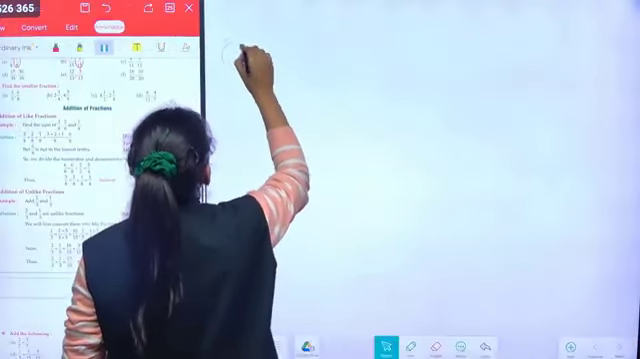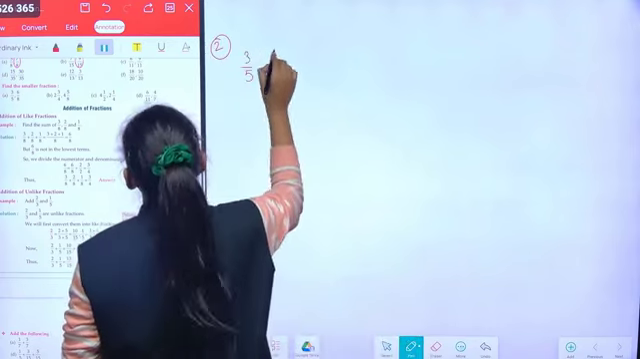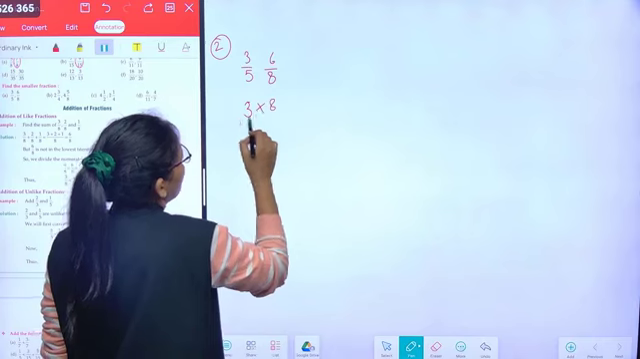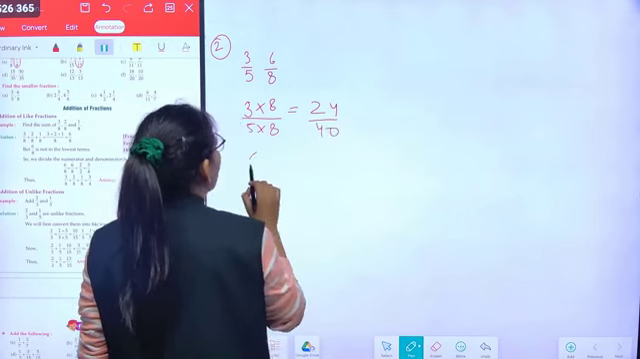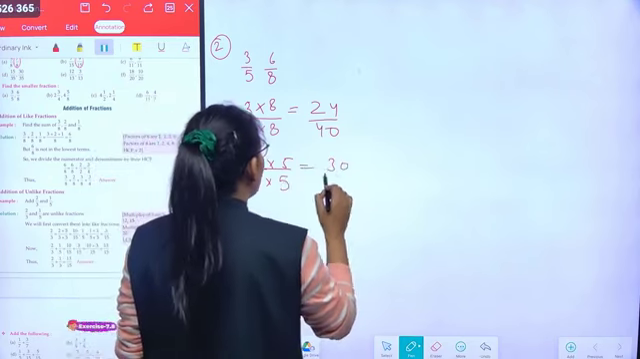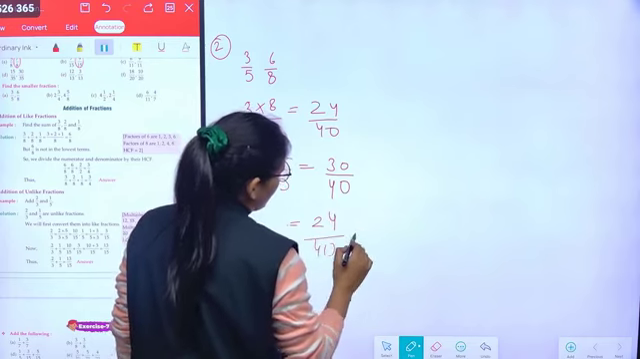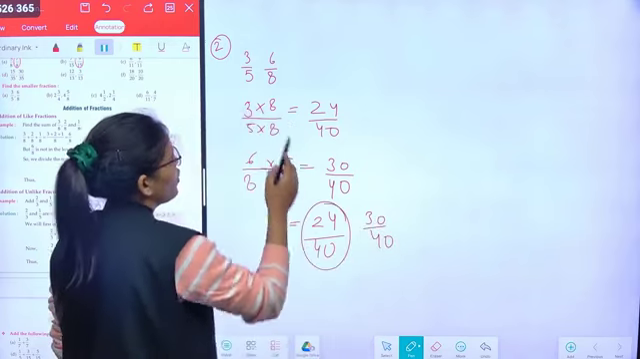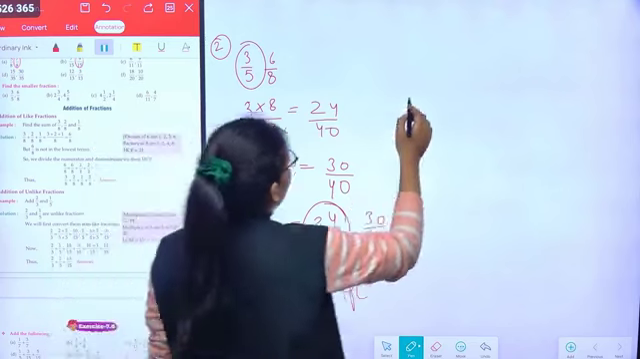Now question number 2, 3 by 5 and 6 by 8. Now class, firstly we have to make them equal. Now 3 multiplied by 8 and 5 multiplied by 8. Now 24, 40. Now 6 upon 8 multiplied by 5. 6 5s are 30 and 8 5s are 40. See, now compare them. 24 by 40 and 30 by 40. Now 24 is lowest, so 3 by 5 is lowest. Okay class, answer.